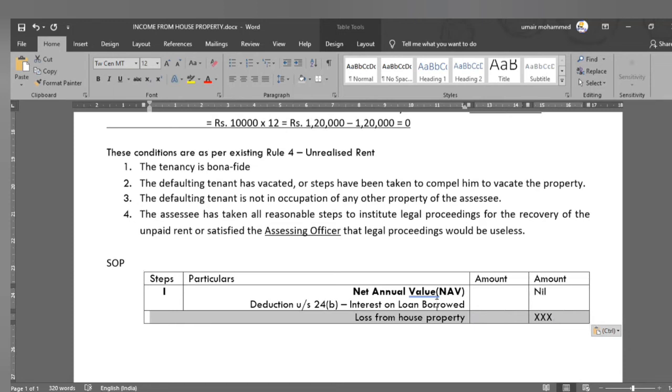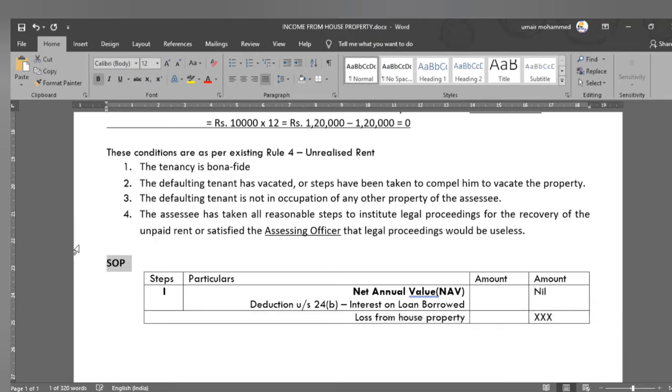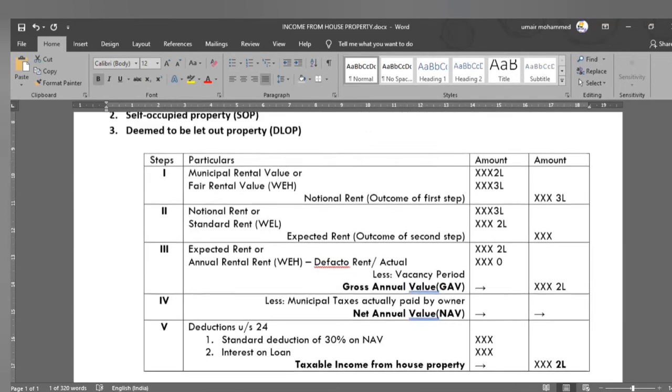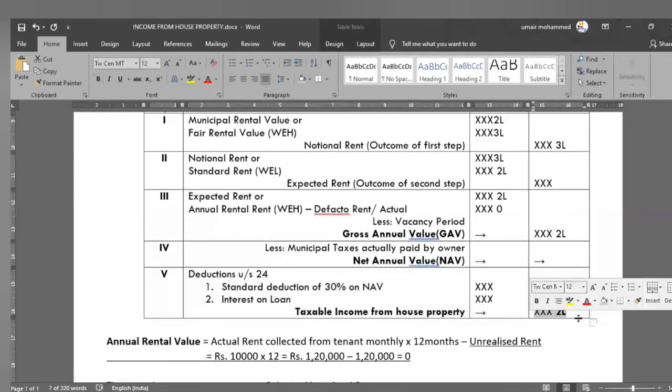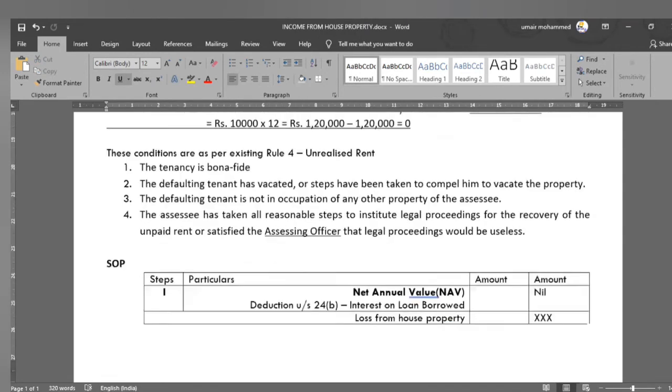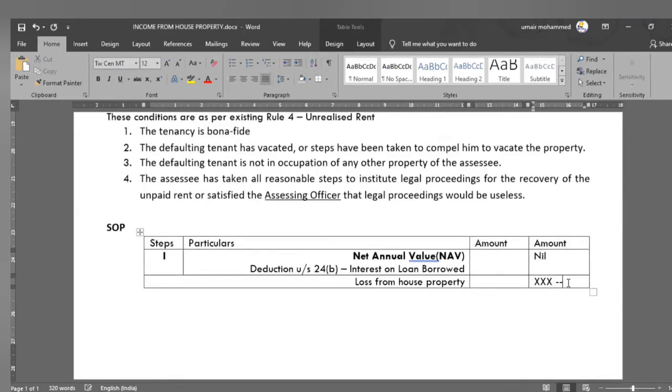So this loss from self-occupied house property can be adjusted with the income of let out property, which is very good. It is actually helping a lot. Right now, you might say, sir, I don't have any other property. The only house I have, I am staying in that. So how can I adjust the loss of my self-occupied property with another property I don't have? Still, if you don't have, this loss from self-occupied property can be adjusted with other heads of income, like salary.